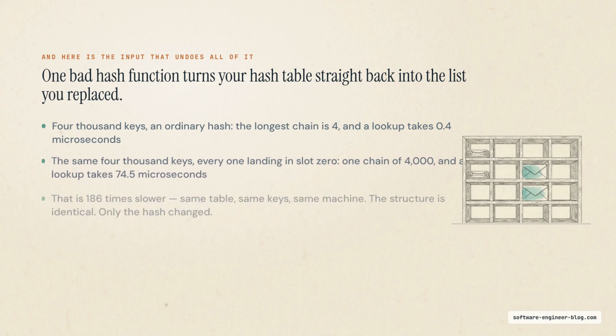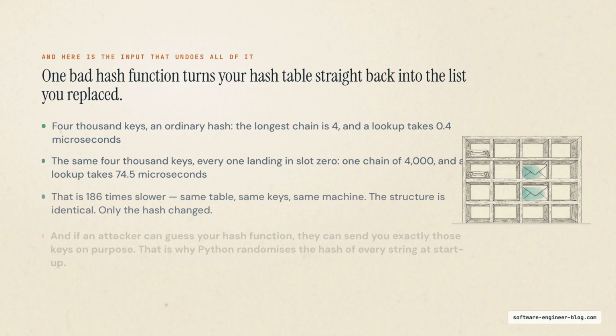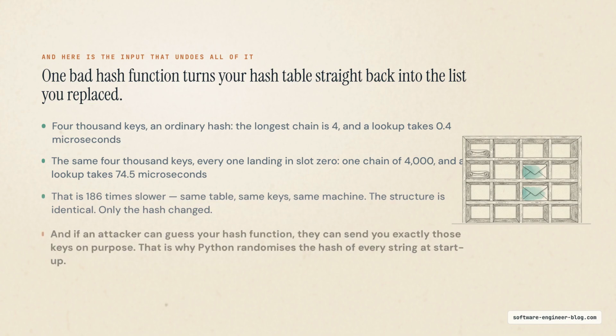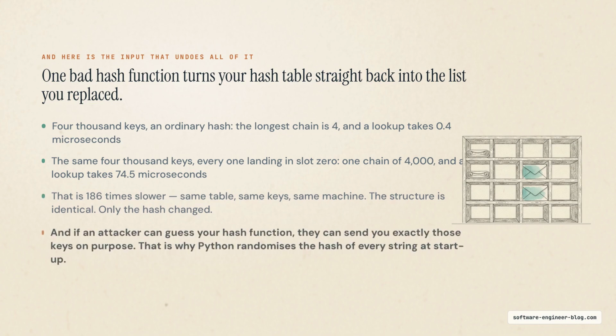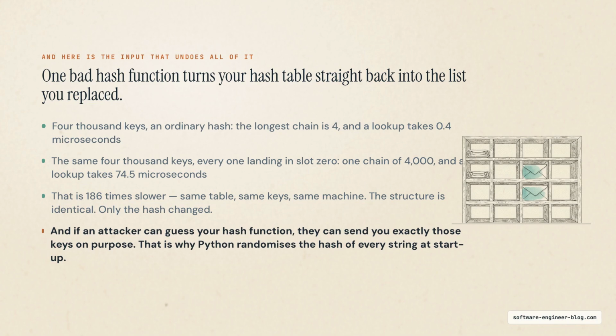Now think about that from the outside. If an attacker can work out your hash function, they can send you exactly the keys that all collide, on purpose, and turn your fast lookups back into slow scans. That is a real denial of service attack, and it is why Python randomizes the hash of every string each time your program starts.